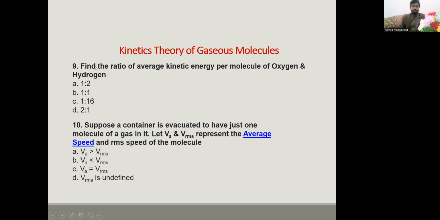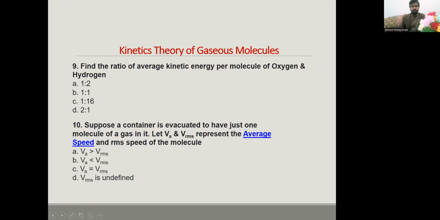For question 9, find the ratio of the average kinetic energy per molecule of oxygen and hydrogen. 1:2 ratio, 1:1 ratio, 1:6 ratio, 2:1 ratio. From these four options, the right option is B. Every molecule of oxygen and hydrogen has the same average kinetic energy per molecule. So the right option is B, 1:1.